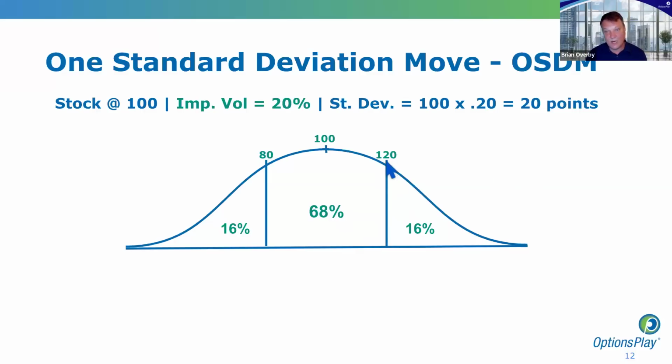So at 120, I still got a 16% chance that it might hit. And I always like to say this to people, because a lot of people say, oh, it was only a 16% chance, there was no chance of that happening. No. It was a 16% chance. And that means that can happen. And also, we're talking about probability of finishing, not probability of touching.